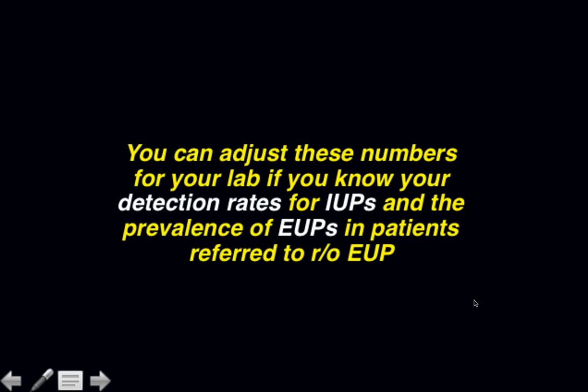You can adjust these numbers for your lab if you know the detection rates for intrauterine pregnancies and the prevalence of extrauterine pregnancies in patients referred to rule out ectopic pregnancy. Things which increase the prevalence would be, for example, your emergency room physicians do sonograms on all patients where they're worried about an ectopic. They do not send you the cases where they're certain that the patient has an intrauterine pregnancy, only the cases where they are uncertain as to whether the patient has an ectopic or an intrauterine pregnancy. Therefore, it is a pre-screened population. Therefore, the prevalence of ectopic pregnancy in that group will go up. As the prevalence goes up, the inability to identify an intrauterine pregnancy will significantly increase, greater than 55%.